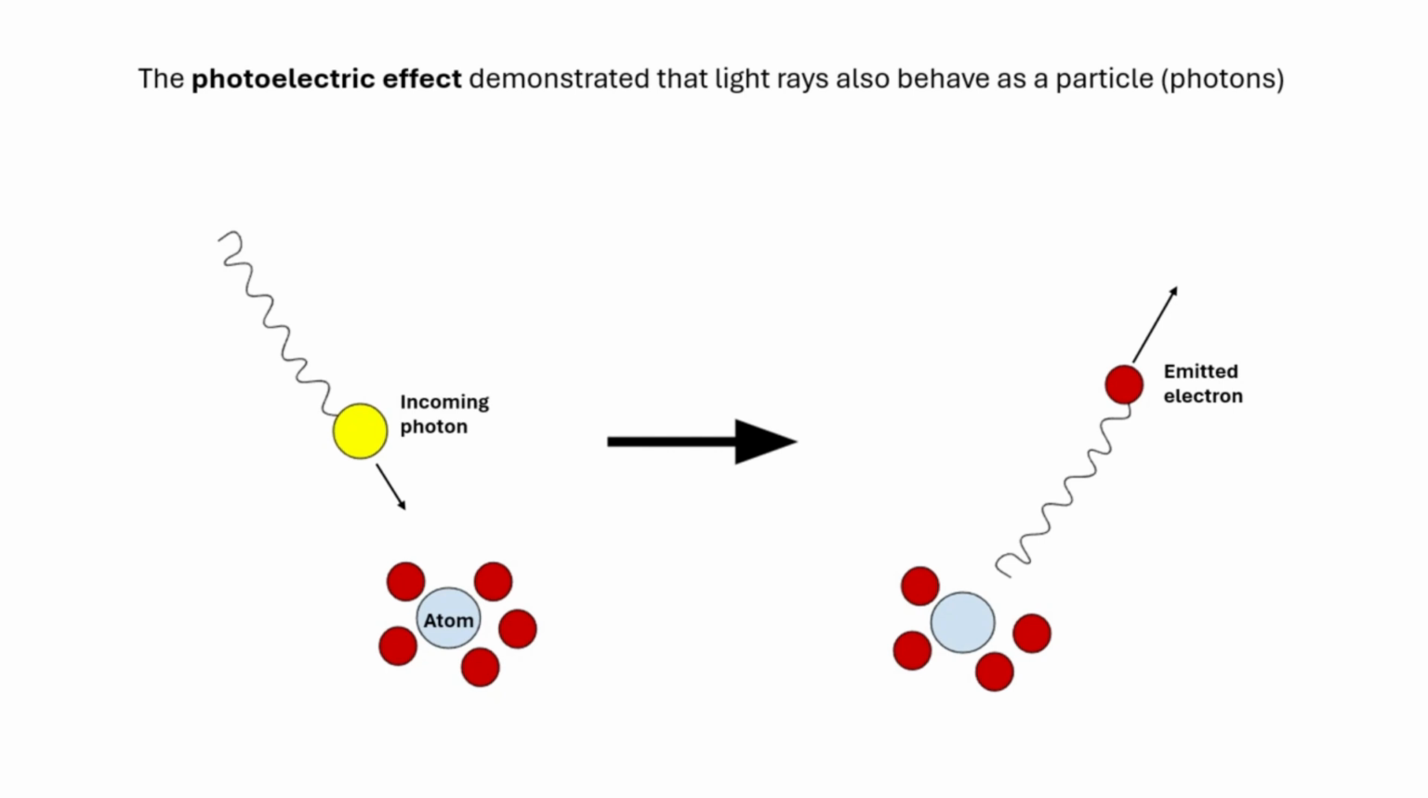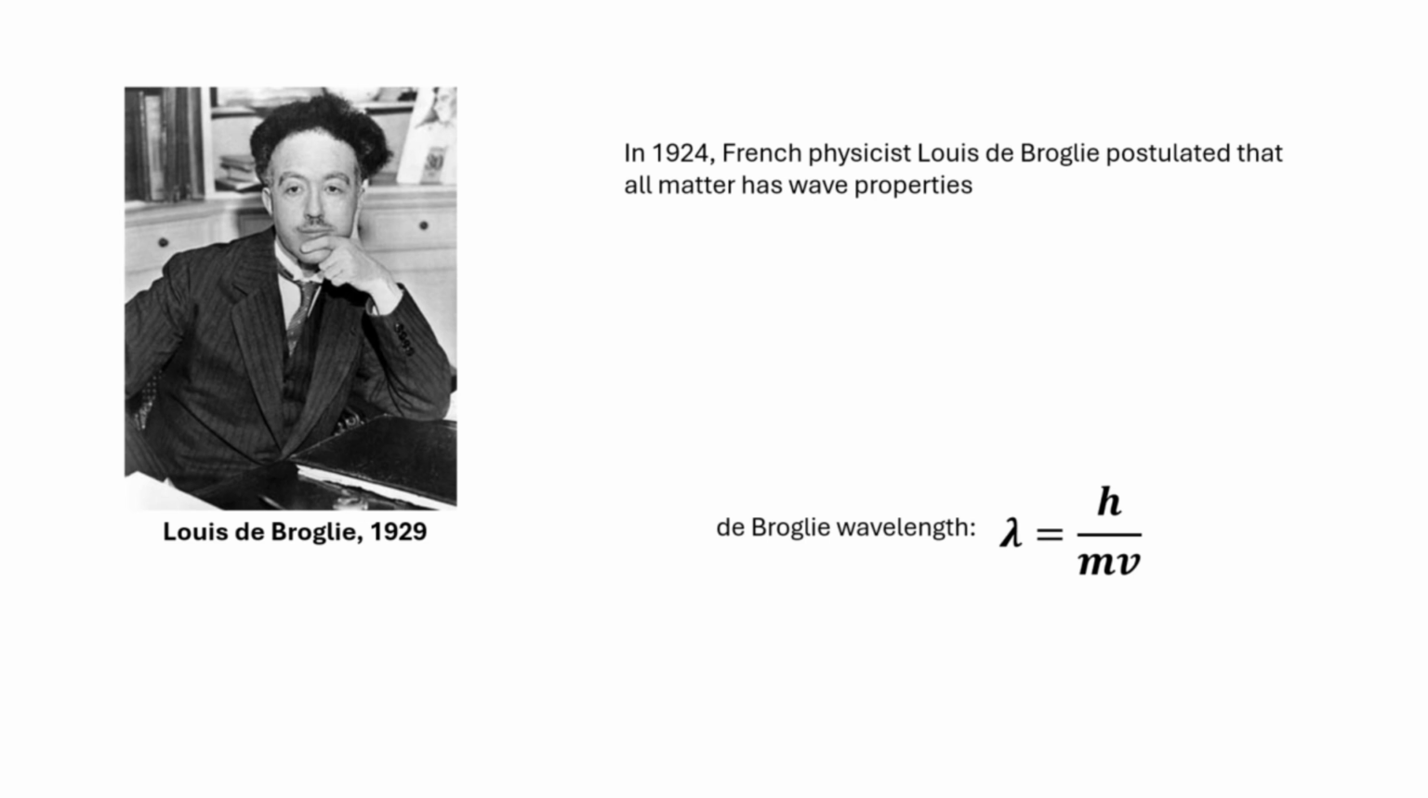However, later on we discovered the photoelectric effect, which demonstrated that light also behaves like a particle, called a photon. This meant that light exhibited both wave-like and particle properties. After this discovery, French physicist Louis de Broglie postulated that all matter behaves like a wave and has a wavelength, and he created an equation to calculate this wavelength.